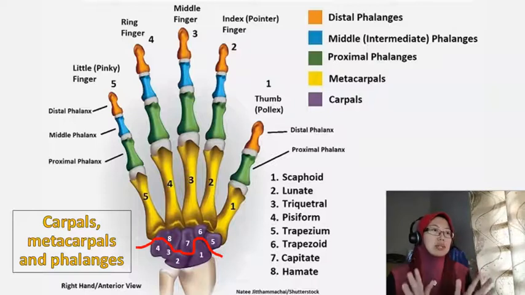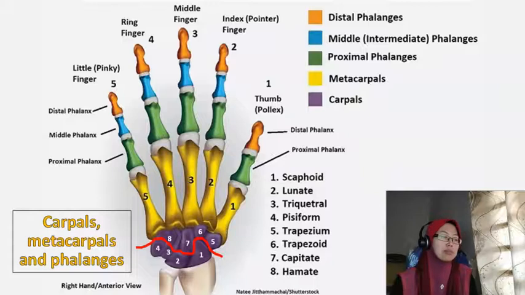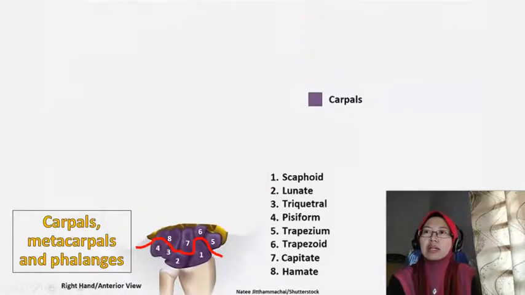okay. But you need to know this because later in the other lecture, the hand lecture, we will study about carpal tunnel, the flexor and extensor of the finger. So you need to know all this. Okay. So I know this is a lot. There are so many bones here. So let me explain one by one.